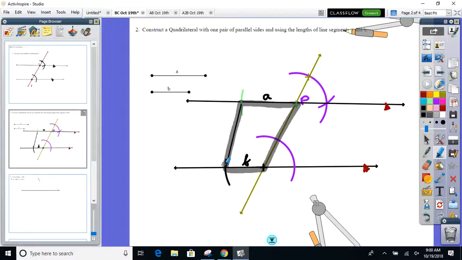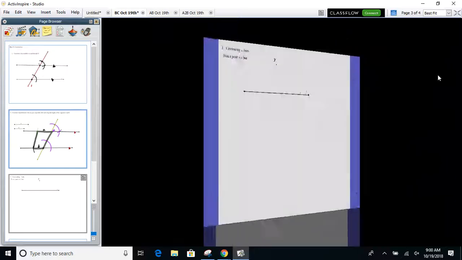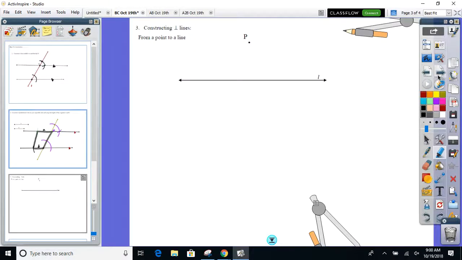Now we got to talk perpendicular, and I'm pretty positive that I've done this with you already. We've done this construction in Unit 1. Okay, it's just review then. Perfect.